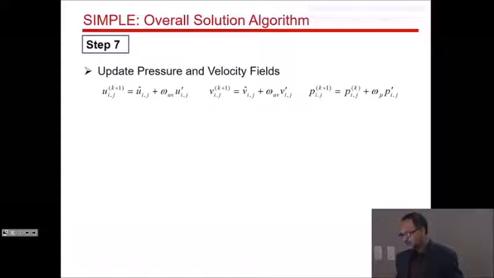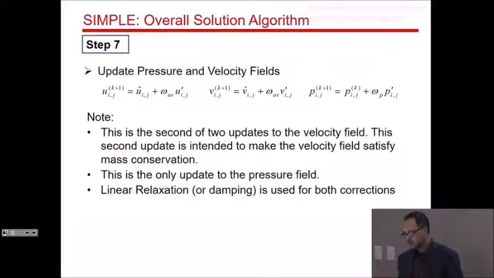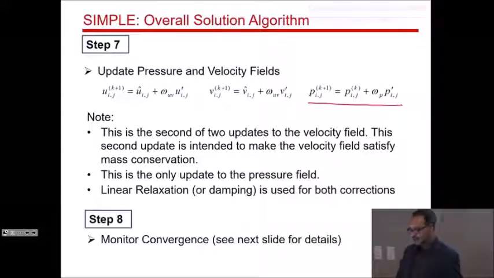And then the final step here is you update your pressure and velocity fields, and I have already talked about this. You apply inertial damping. This is the second of 2 updates of the velocity field. Okay, so the first update was when I solved the momentum equation. I updated it with the correction, and now I'm doing the second update, which is intended to make it satisfy mass conservation. Okay, and this is, of course, the only update of the pressure field. Linear relaxation or damping is used for both corrections. We talked about this. And then finally, you monitor convergence.